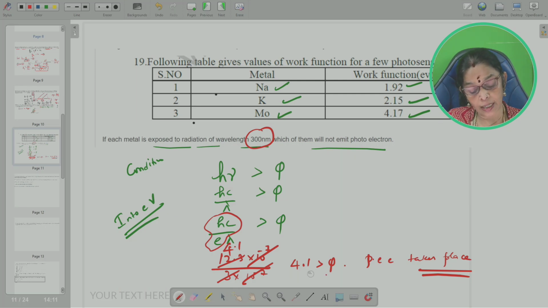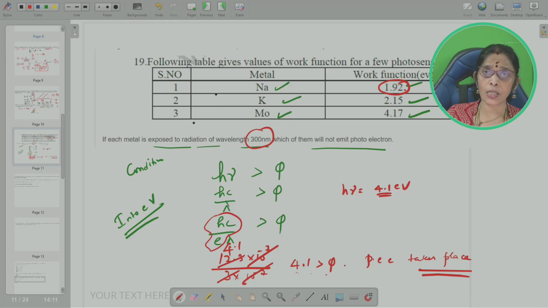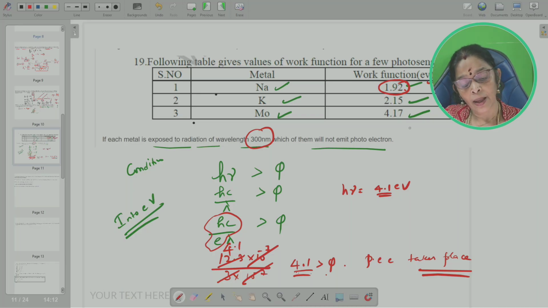So 4.1 is greater than the work function, which is 1.92. So h nu is equal to 4.1 eV. But the work function is 1.92 eV, which is lesser than h nu. Of course, photoelectric emission takes place, because the incident frequency should be greater, the incident energy should be greater. Is the incident energy greater? Yes.